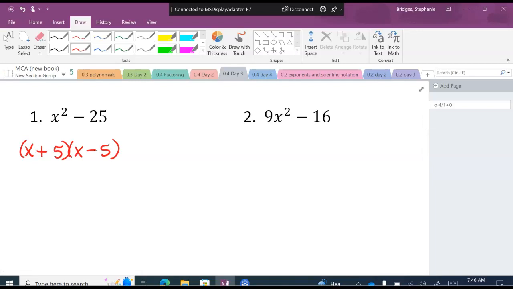And then the only other thing we want to do is look at both of our parentheses and make sure we cannot factor any further. Each parenthesis has 2 terms. The only way you can factor with 2 terms is, first of all, a GCF, and then secondly, if they're squares or cubes. Are x and 5 both perfect squares or cubes? No, they're not. So that means I am done with this one. That's all I have to do.